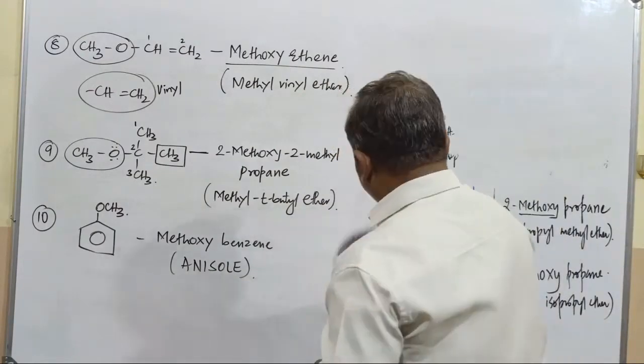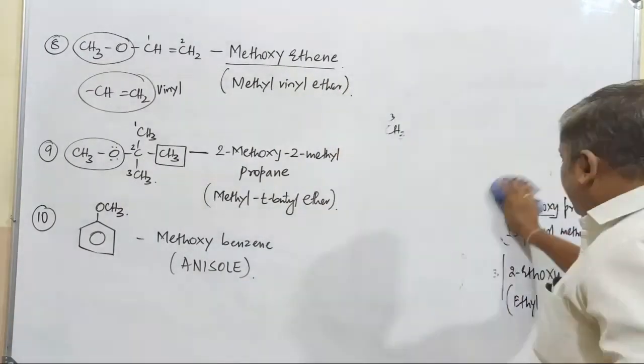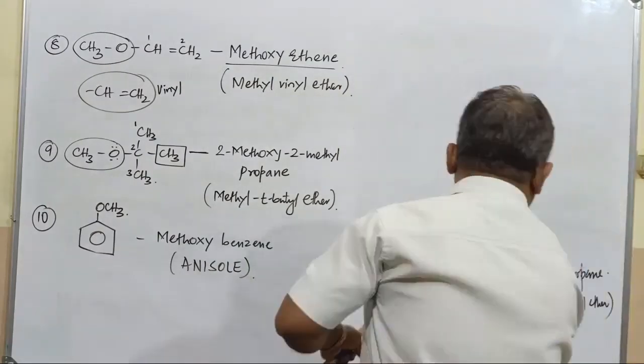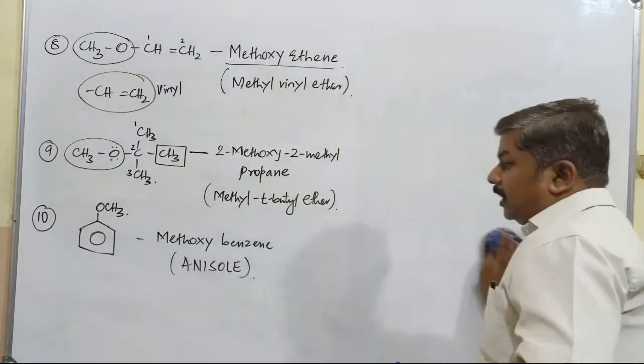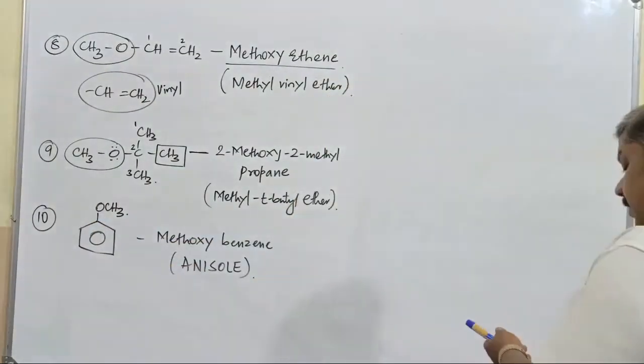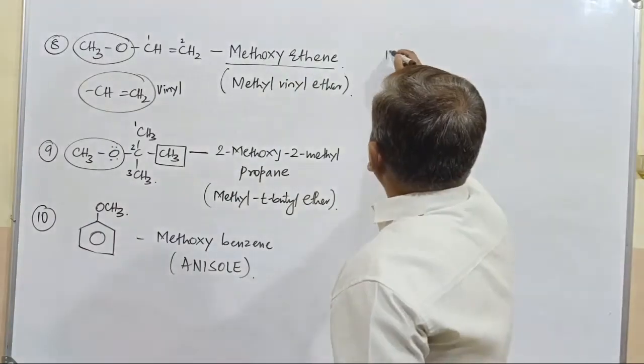Why is it called methoxybenzene? Which group is present with oxygen? Along with oxygen, a methyl group is present, so it is methoxy, and the remaining group is the benzene nucleus. Next, number 11.